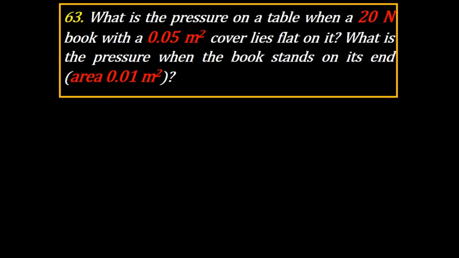Okay, what is the pressure on a table if a 20 newton book with a 0.05 meters squared cover lies flat on it? What is the pressure when the book stands on its end? The area is 0.01. So it's going to be 20 divided by 0.05, and that'll be 400 newtons per meter squared, which are pascals, and then 20 divided by 0.01, which would be 2,000 pascals. So it'll be 400 and then 2,000, respectively, pascals.